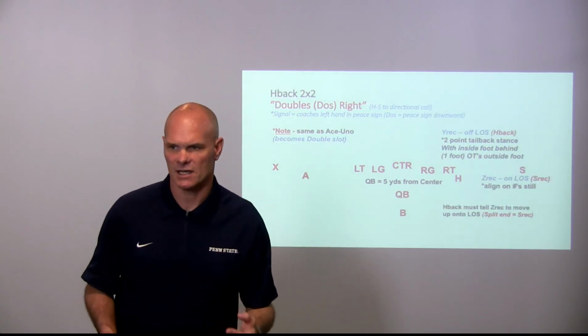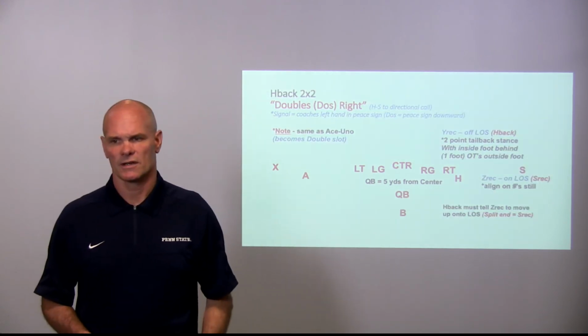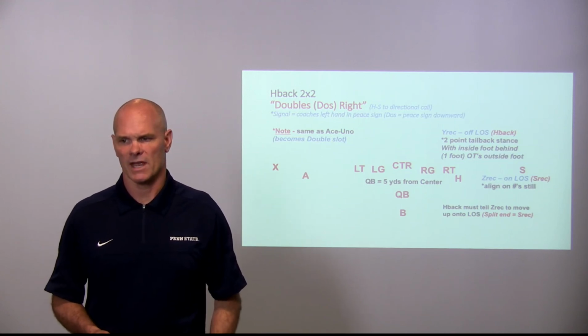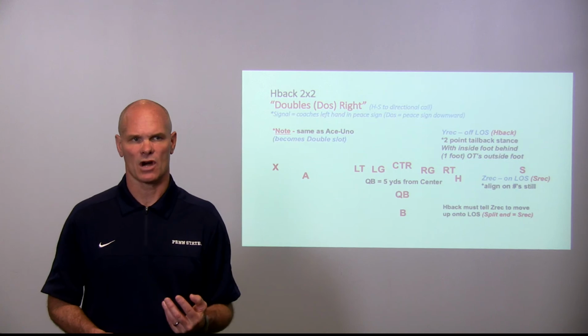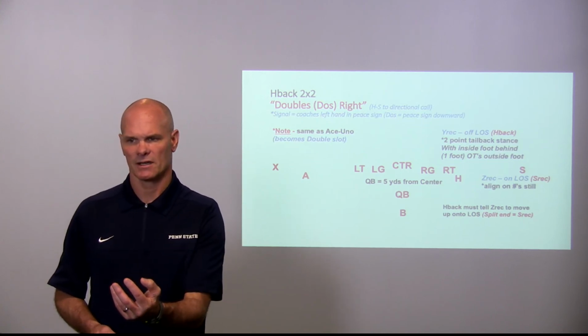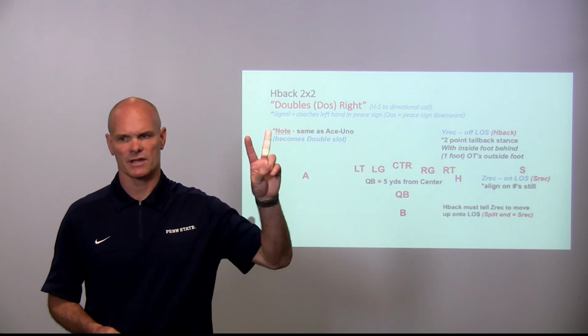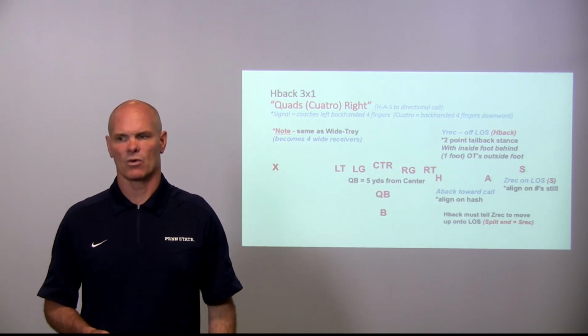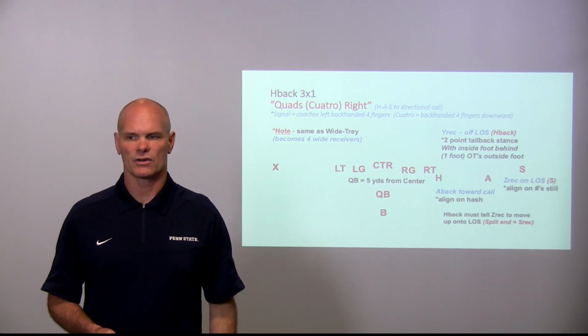Lastly, our H-back sets, and we simply use these simple terms. A 2-by-2 with the H is the Y simply coming off the ball, and the Z moving on as an S as a split end. It's just a doubles, so it's the peace sign, doubles right. A quads puts us in a 3-by-1. Again, we'll just go ahead and have that.